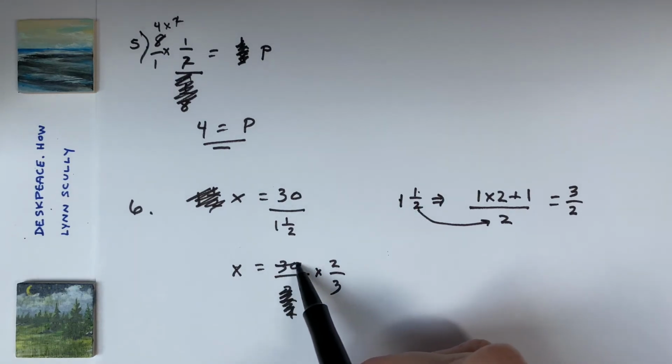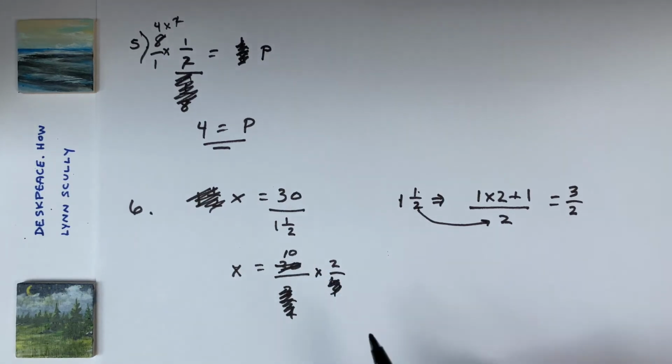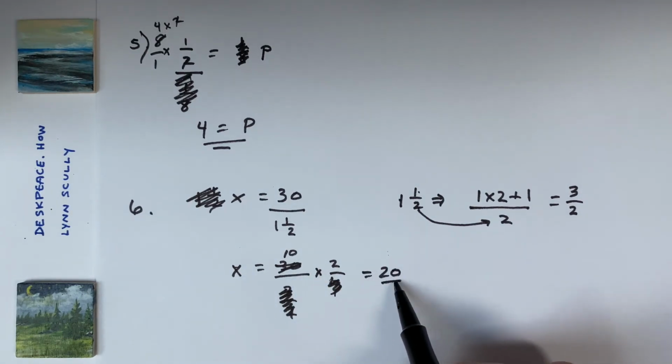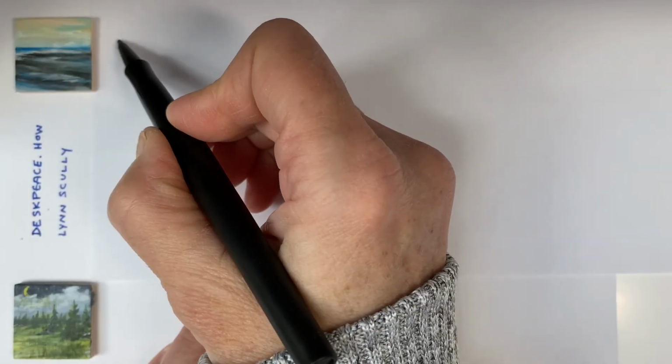3 goes into 30 10 times. Yes, makes my life easier. And I get 10 times 2 is 20. X equals 20. Number 7.